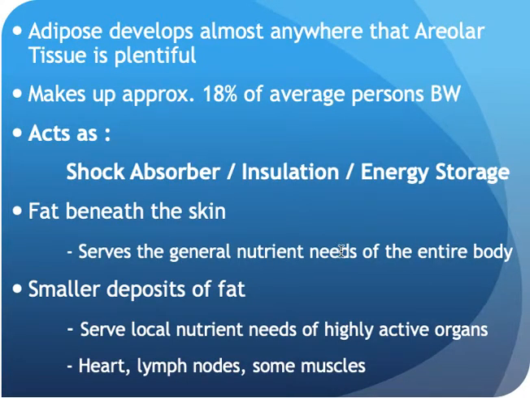And again, everyone builds up fat in different areas. Smaller deposits of fat will serve local nutrient needs of highly active organs. So sometimes your organs are going to have these deposits of fat that are just more specifically for them to have nutrients available to them. Okay, so your heart, your lymph nodes, and some muscles will have their own smaller deposits of fat.